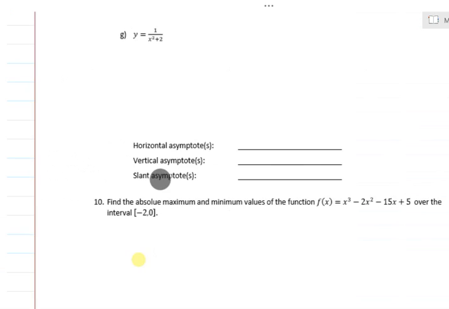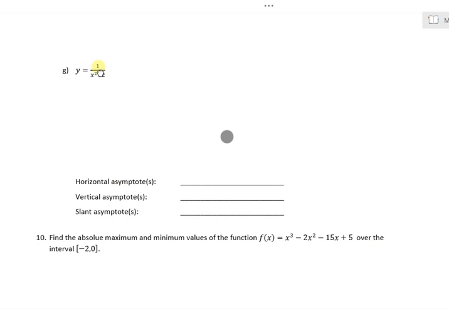Part G. Okay, as before, the degree of this is 0. This guy is degree 2. That tells me I have no horizontal asymptote and no slant asymptote. For the vertical one, I would need x squared plus 2 equal to 0. But x squared is always non-negative, so x squared plus 2 is always positive, so that's not ever going to happen, because this thing has no solutions.